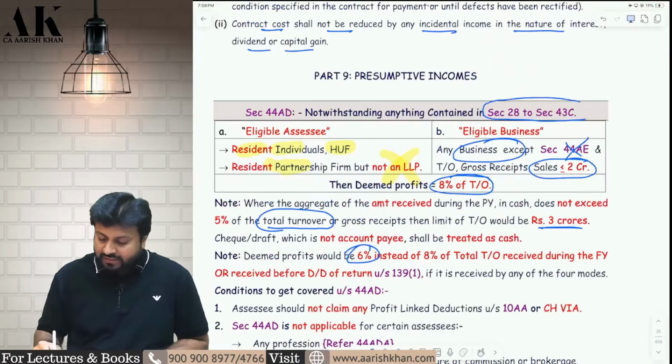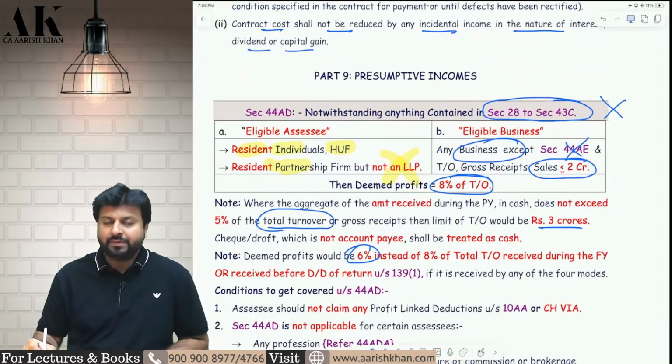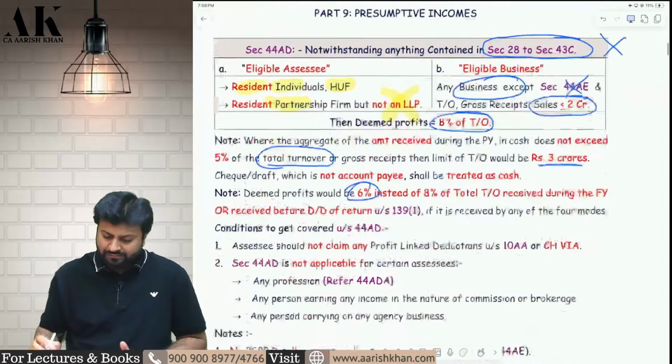Now this section overrides section 28 to 43C. It overrides the entire PGBP income. What is the implication of that? That I'll explain to you in a while.